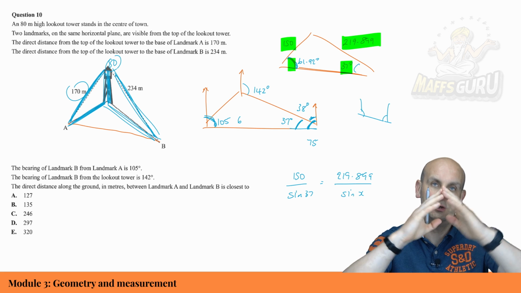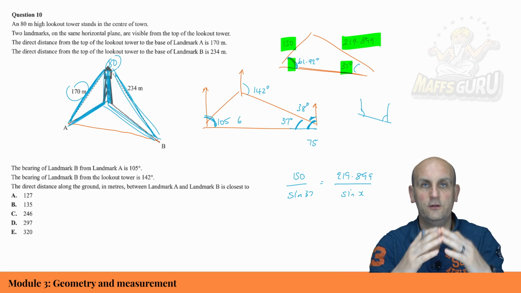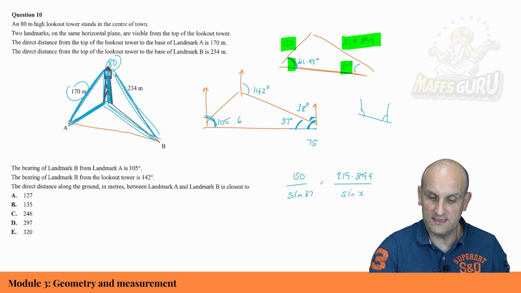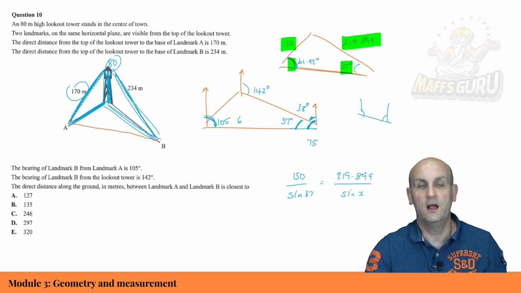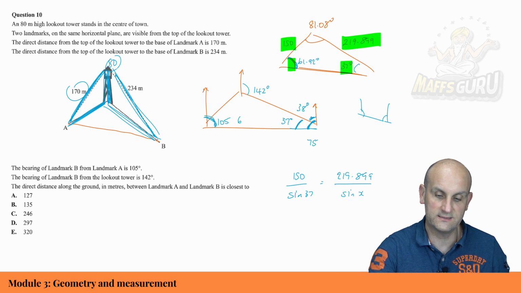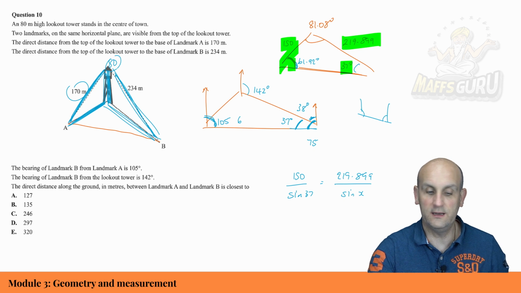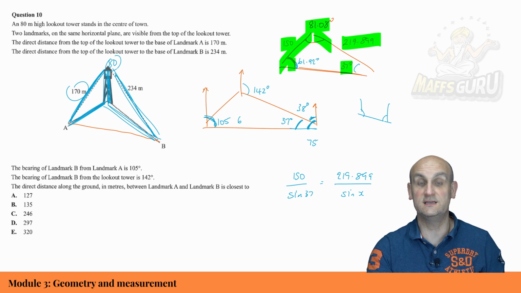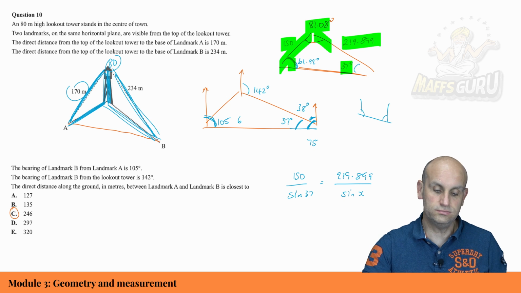Why is that important to me? Well, I've got two sides. If I can find the included angle, then I can use the cosine rule. There was a lot that could have gone horribly wrong with this question. So we know angles in a triangle add up to 180. That gave me this angle here as 81.08 degrees. And then I use the cosine rule basically because I've got two side lengths and an included angle, which ultimately when I use the cosine rule gave me 246.22 and C as my answer, honestly.